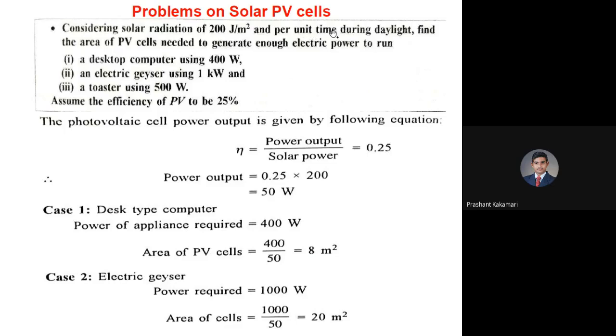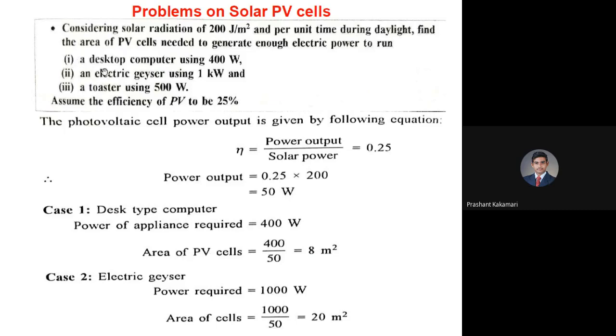time. So for a given time, during daylight, for a given unit time, the solar radiation falling on the cell is 200 watt per meter square. That I am going to take. Find the area of the PV cells needed to generate enough electricity to run. Now here we need to find out what is the area of the PV cells required to run different electrical appliances. So that will generate enough power to run these different systems.